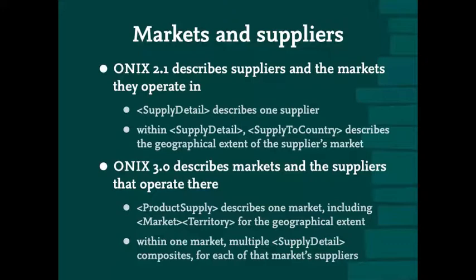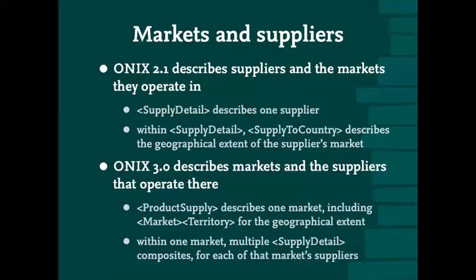Now, this isn't that difficult in terms of the underlying IT, but it is difficult conceptually because it's changed from the way that 2.1 used to do it. 2.1 used to look at the supplier as being more important than the market. But these days, ONIX 3 looks at the market and then says, well, there might be several suppliers that operate within that market. The structure has been turned on its head. And this, again, will require a certain amount of development work within any IT system.